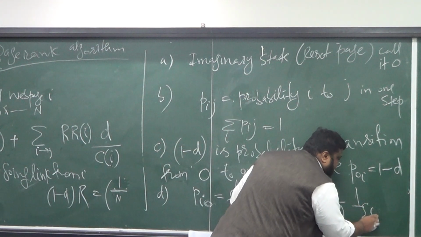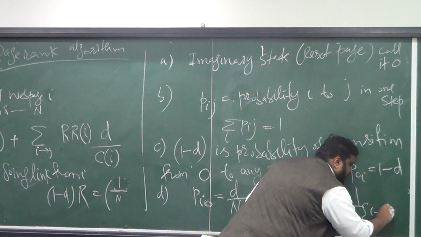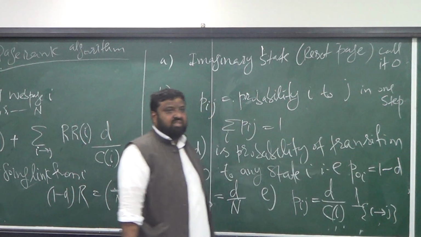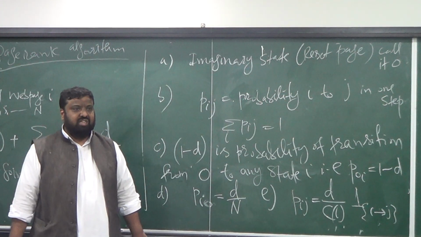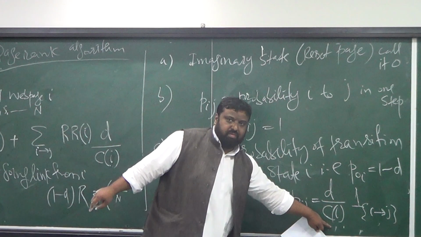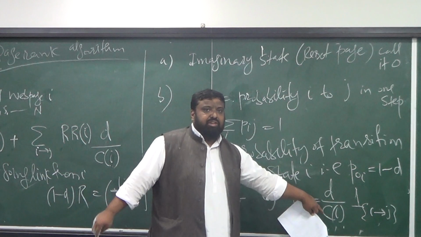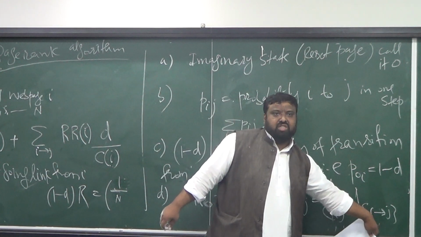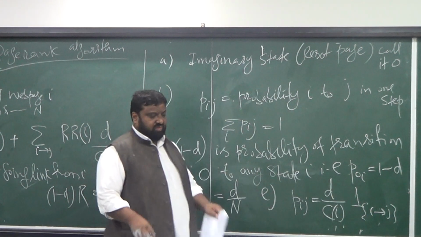Multiply by the indicator function that i links to j. So it's an indicator function. In other words, if i links to j, then this is the probability. If i does not refer to j, this probability must be 0.